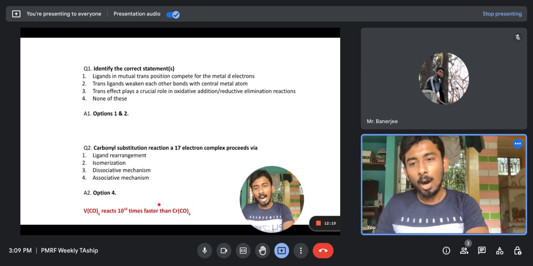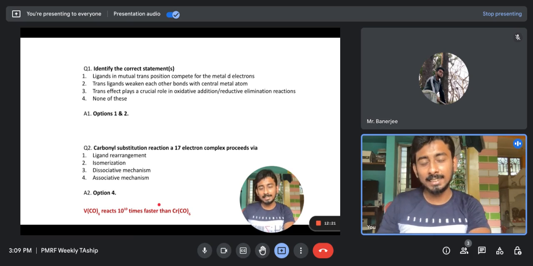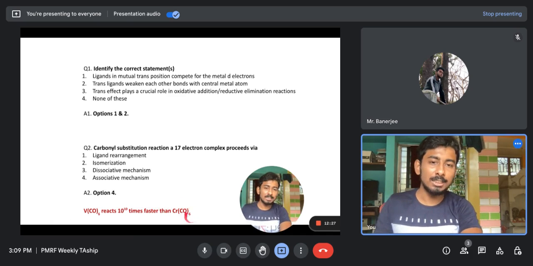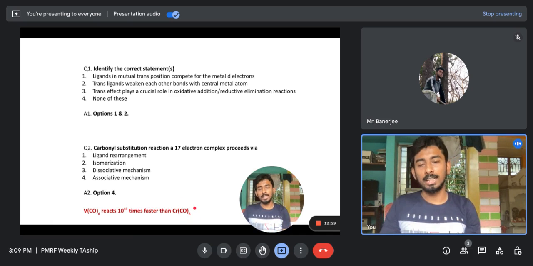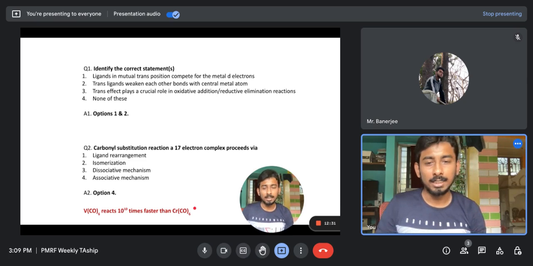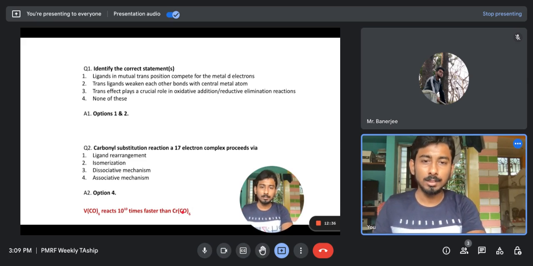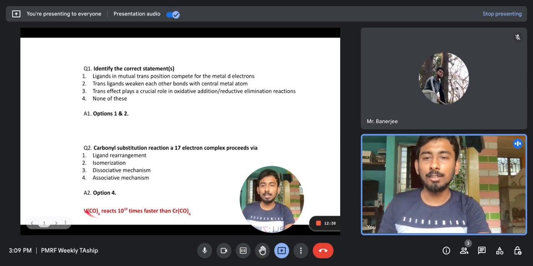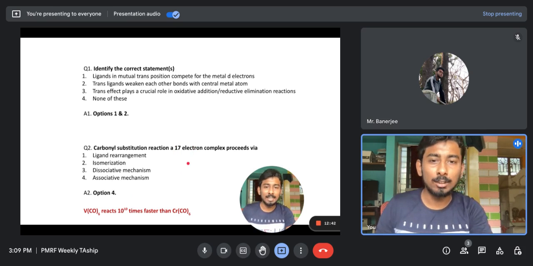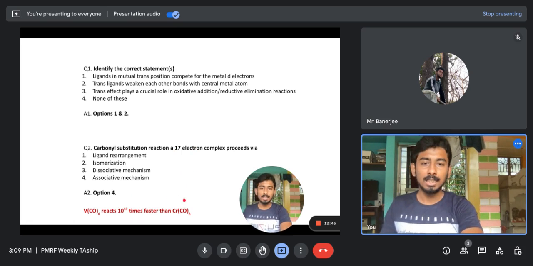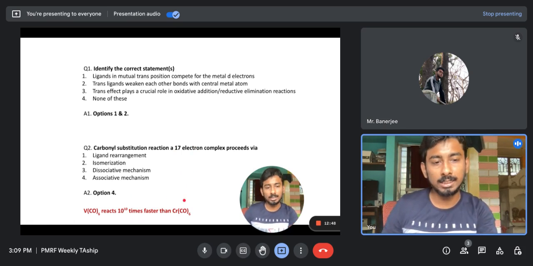So you can see how this one electron plays a crucial role in determining the rate of the carbonyl substitution reaction. In case of Cr(CO)6, it is electronically saturated. It cannot accommodate more than that. That's why the reaction is sluggish in case of Cr(CO)6. But in case of V(CO)6, since it is one electron down from the 18 electron analog Cr(CO)6, it reacts 10 to the power 10 times faster than the chromium hexacarbonyl system.